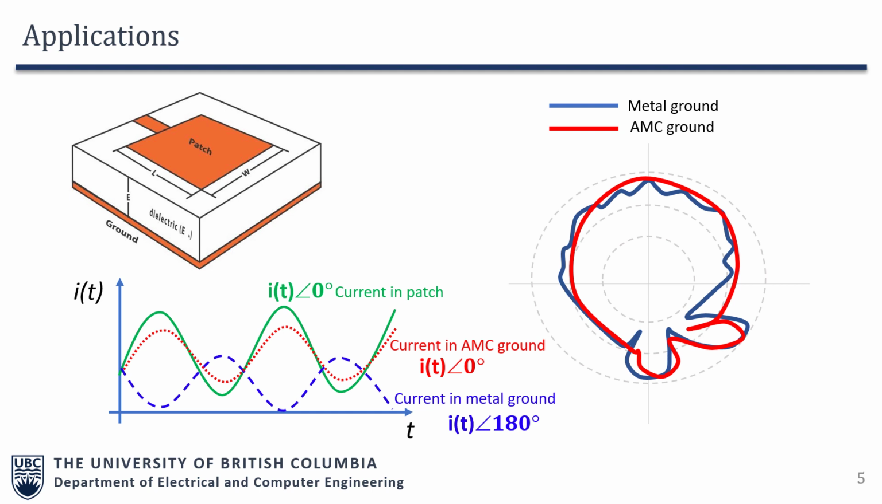So these ripples are basically caused by this 180° inversion caused by the ground plane. So if you simply replace this ground plane with the AMC ground plane, then these ripples would vanish and you will get a very nice radiation pattern. So this is one important application of this AMC with the patch antenna. We can also use AMC as an absorbing surface or as a superstrate to increase the gain. And there are many other applications in antenna engineering with this AMC structure.